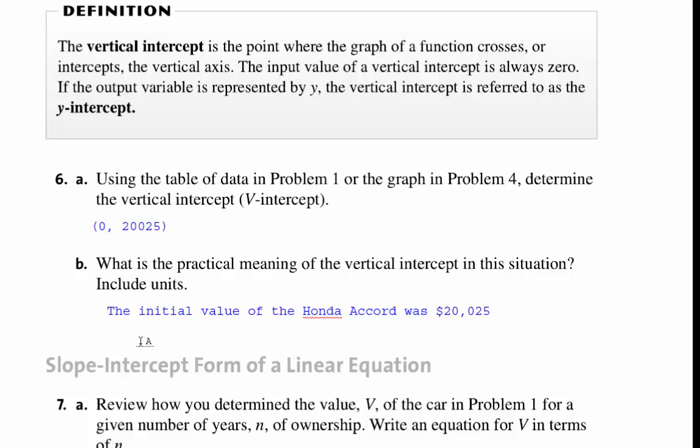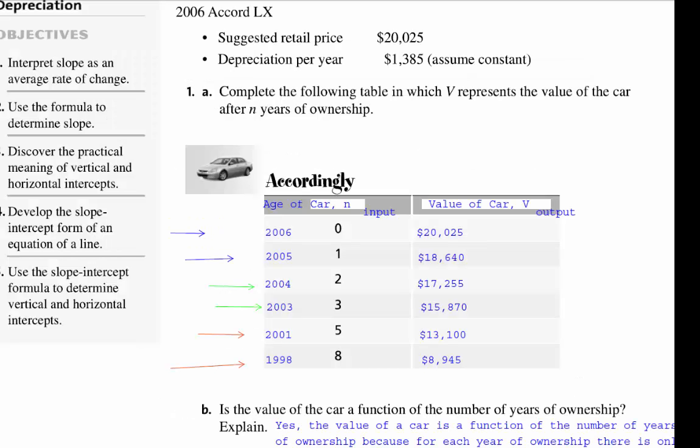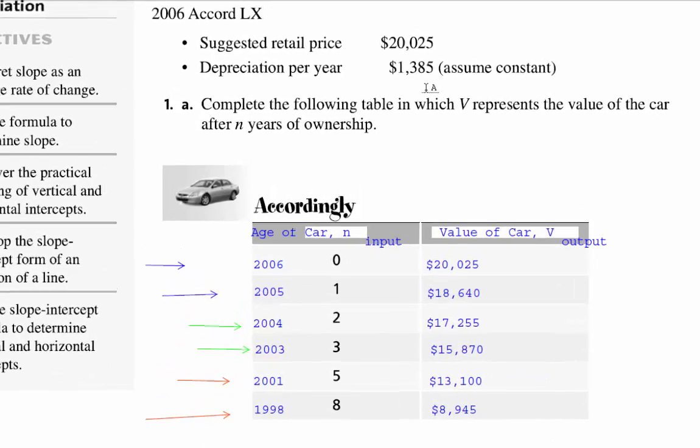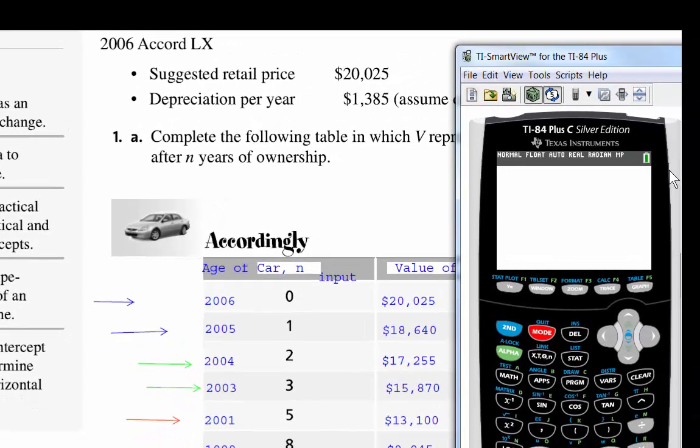Moving on to question 7, we're asked, how do we determine the value of the car in problem 1 for the given number of years of ownership? So if you remember from our original table, the original value of the car was $20,025, and the car depreciated by $1,385 each year. So we had to subtract $1,385 for every year of ownership. So for a car that was 2 years old, we would take the initial value of the car and subtract 2 times the depreciation, and that would give us the value of a car that's 2 years old.